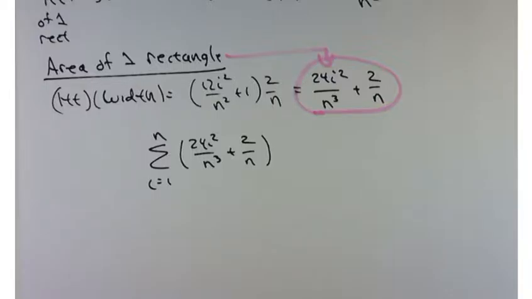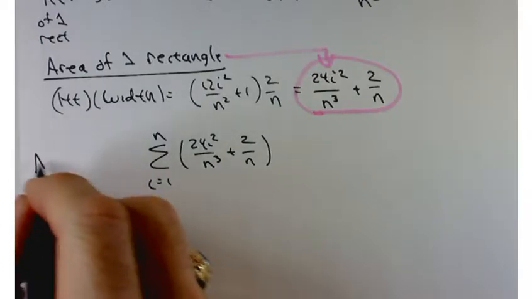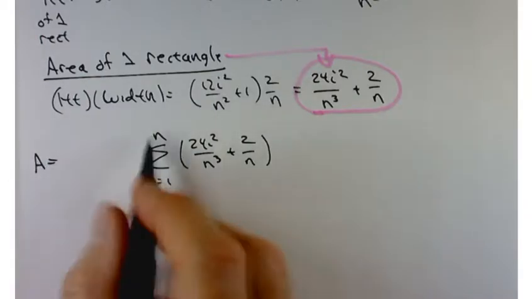And it's not enough that we just add up the area of all these rectangles. Because if you have a finite number of rectangles, then at best you're going to get an approximation to the area. This approximation becomes exact. It actually becomes the area when we do what to n?